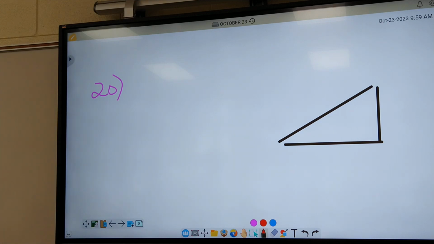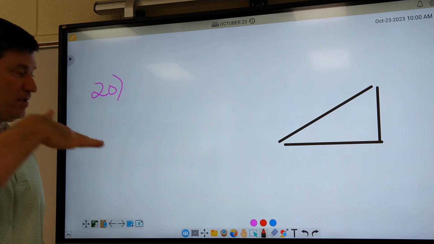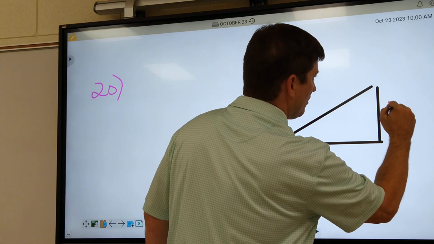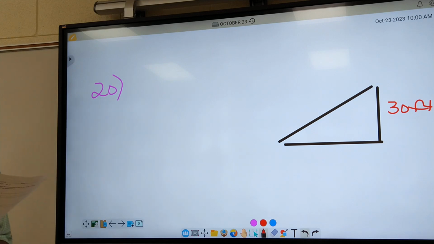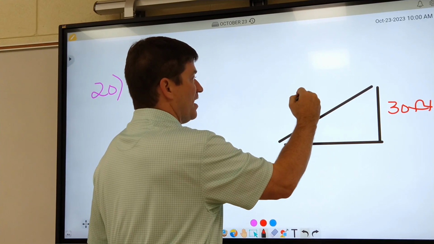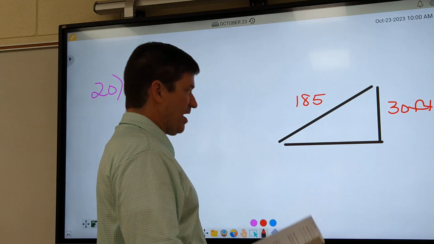Now, 20's missed a lot as well. And you're going to have one like this on the quiz. In a parking garage, each level's 30 feet apart. Guys, that's like saying in a 2-story house, there's 30 foot from the first story and the second story. It's 30 foot this way. So we got to put 30 right here, 30 feet. All right, each ramp is 185 feet long. Where does 185 go? Up the ramp. So 185's got to go on the hypotenuse. Find the angle of elevation.